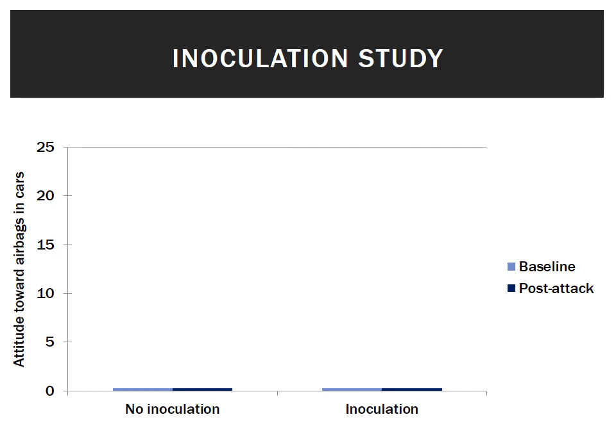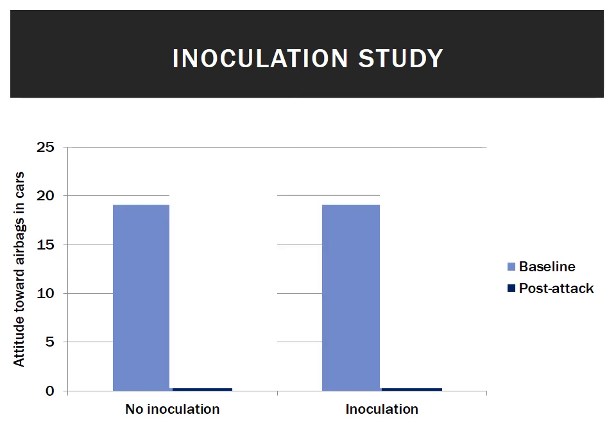Now you're going to see two bars in each of these. The light blue bar is the baseline. This is their attitudes toward having airbags in cars right before they read the messages. And then the darker blue is going to be post-attack, so it's post-reading those articles that say we shouldn't have airbags in cars. All right.